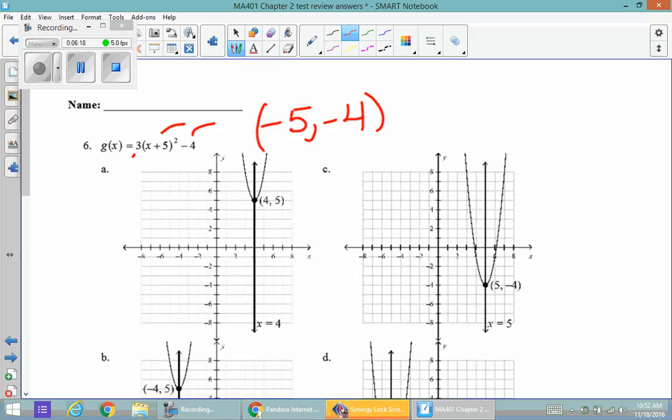There was only one choice that made sense. I didn't even look at the 3 when I did this. I didn't need to. They're all very narrow graphs. Pretty much if you can identify the vertex correctly, you can get it correct. Or if you can graph it in your graphing calculator, you can get it correct also.